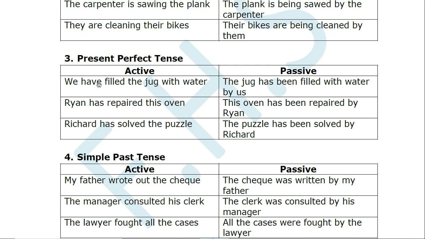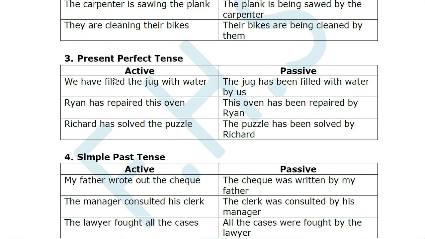See here, have, has. Okay, the jug. What is your action? Filled, have filled. Who has filled? We have filled. What have they filled? The jug. So don't get confused, this is part of the rest of the sentence. That's what I told you. As I'm teaching, you will understand. This is part of the rest of the sentence, not water.